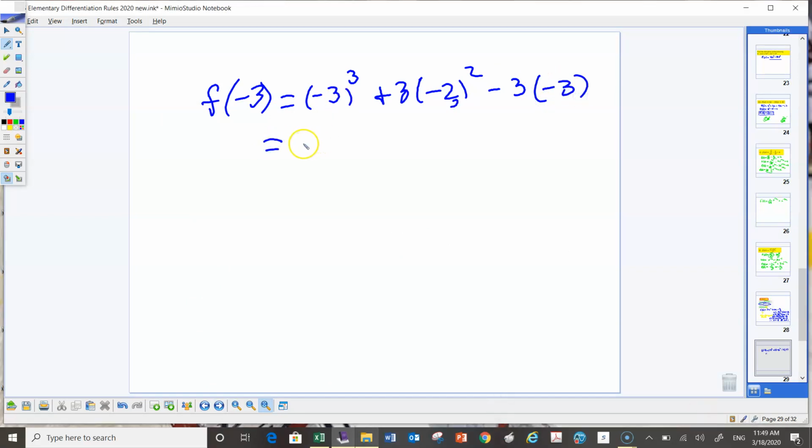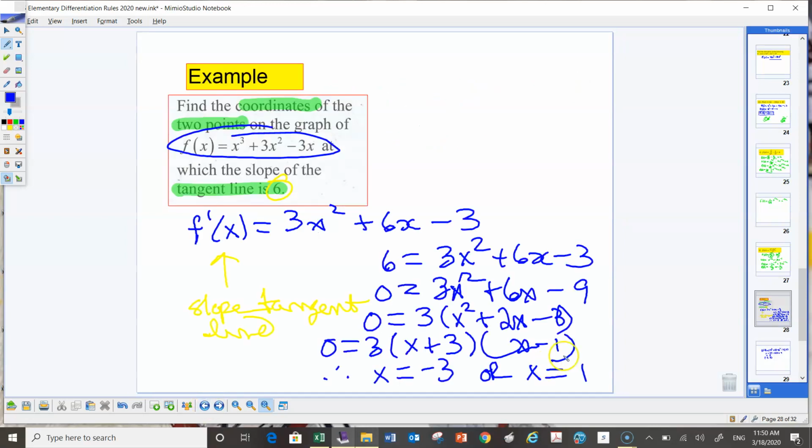So this works out to be -27. -3 squared is 9, plus 3 is +27, plus 9. So this works out to be 9. So my first point where the slope of the tangent line is 6 would be -3 and 9.